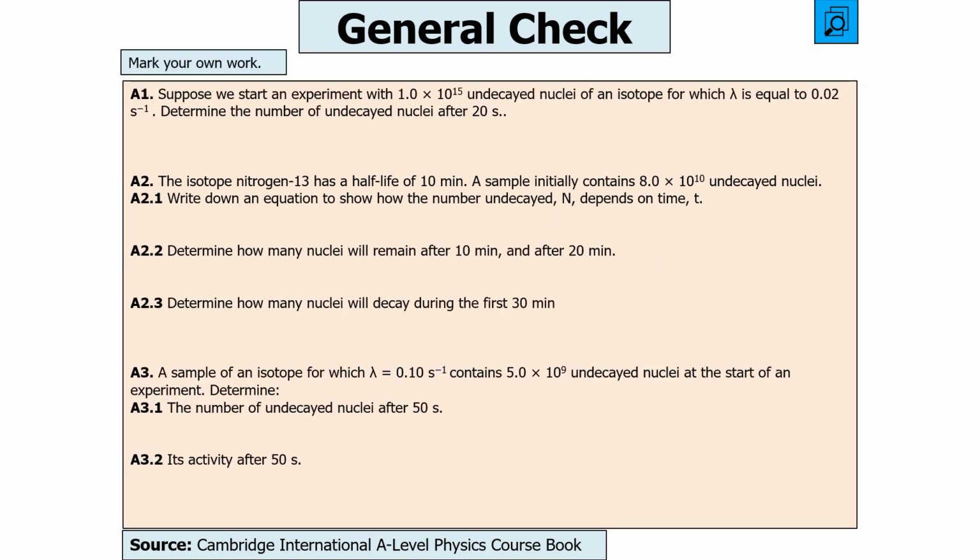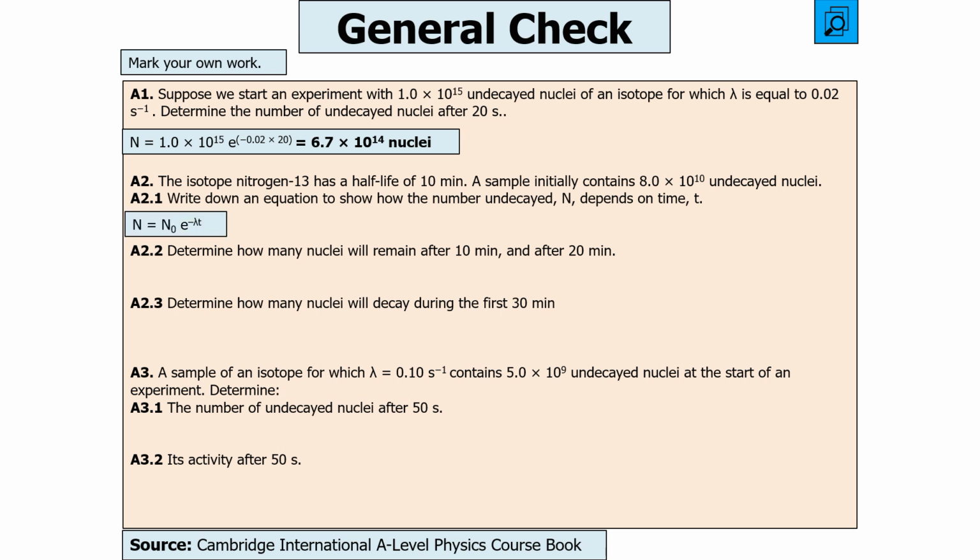Right, in this first one, we know that N is equal to N0 e to the minus lambda t. So therefore, it's 1 times 10 to the 15 times by e to the power minus 0.02 times by 20, the time. So therefore, you get 6.7 times 10 to the 14 nuclei.